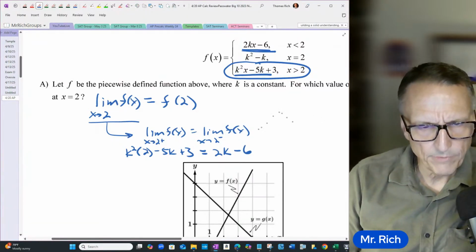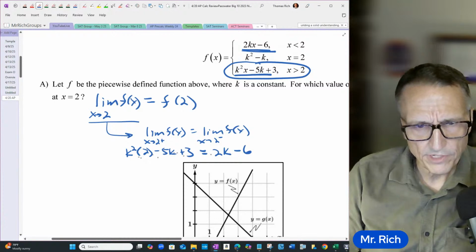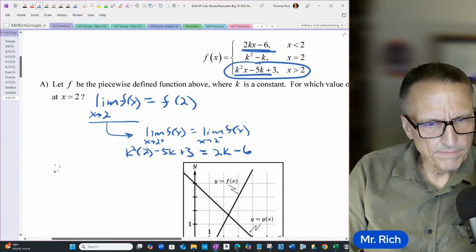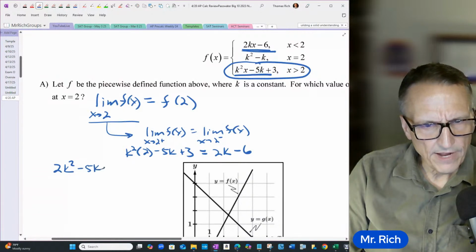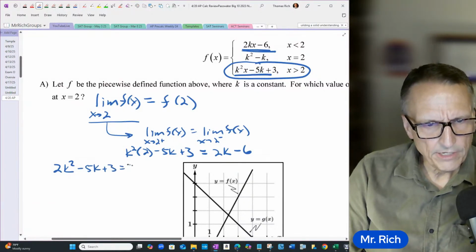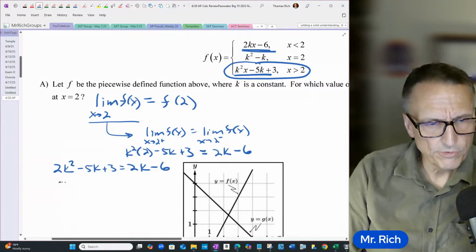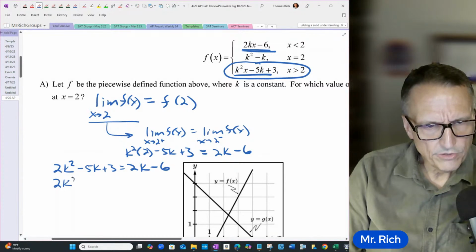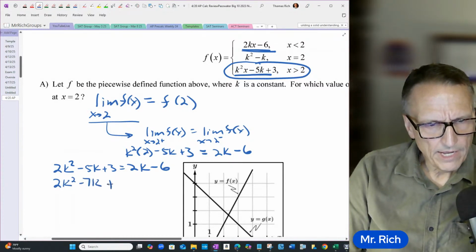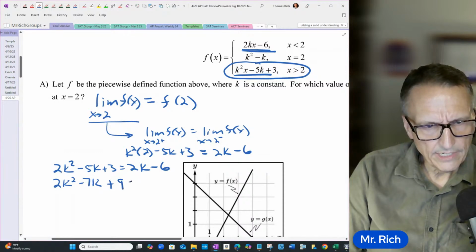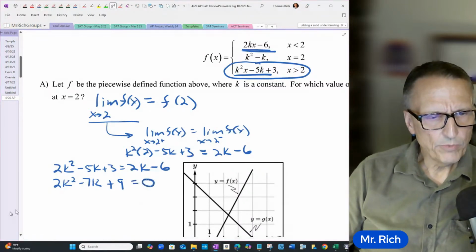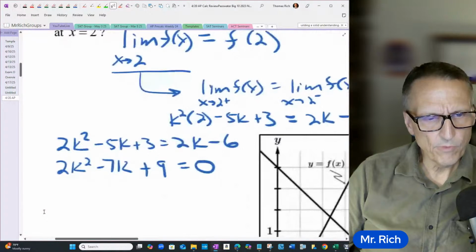And so what I'm going to do is solve this for k. This is going to give me 2k squared minus 5k plus 3 is equal to 2k minus 6. Since it is a quadratic, I want to get all these terms over to one side. So that's going to be 2k squared minus 7k plus 9 equals 0. And we're going to solve this now for k.